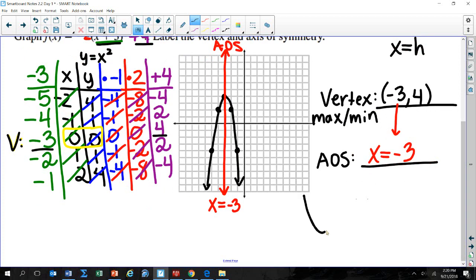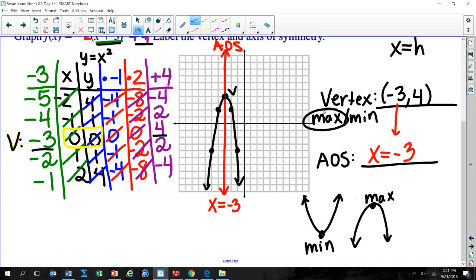If a graph is opening up, my vertex is going to be a minimum value. It's the lowest point on the graph. And if my parabola is opening down, then that would make my vertex a maximum value because it's the highest point on the graph. So if you look at this graph over here, is my vertex going to be a maximum or a minimum? Yeah, the vertex is the highest point on the graph in this case. So my vertex is going to be a maximum. So I would circle maximum. Any questions about that?